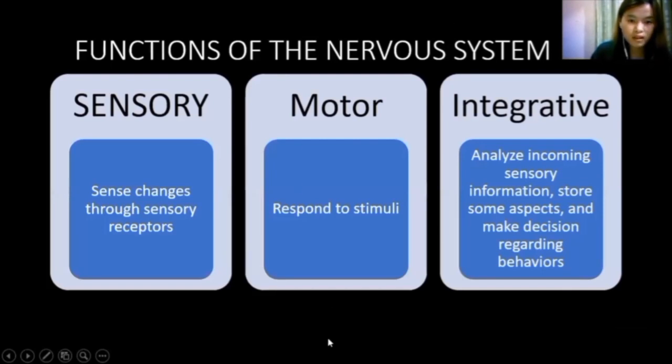So how does the nervous system function? The nervous system has a sensory function. With this sensory function, we sense changes through the sensory receptors, and the motor, which responds to stimuli, and the most important function is the integrative, which analyzes incoming sensory information, stores some aspects, and makes decisions regarding behavior.